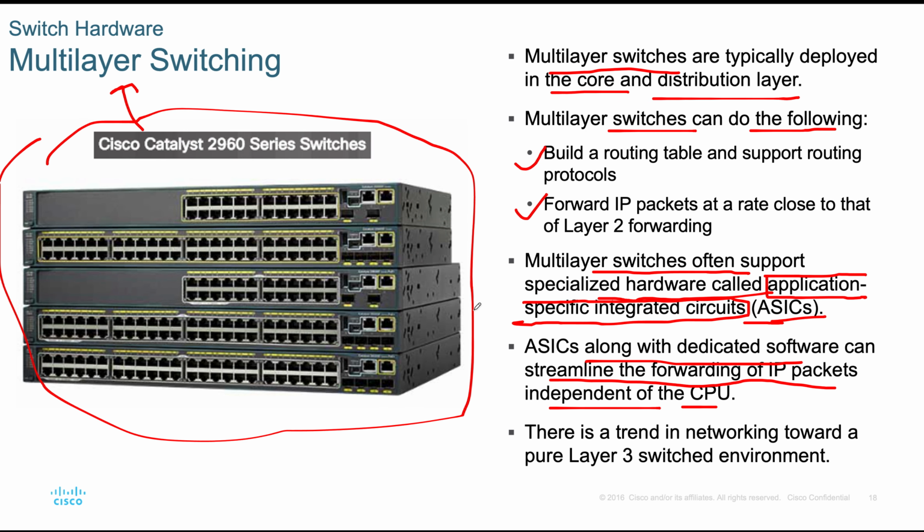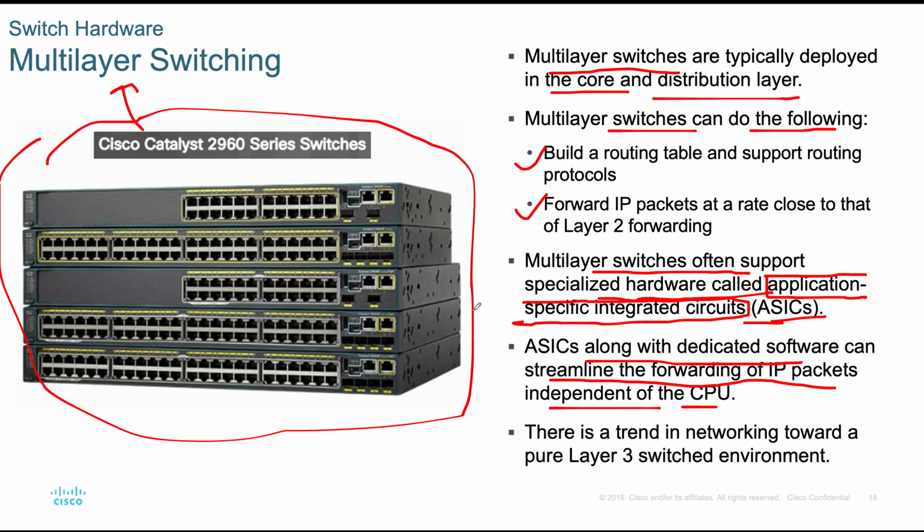Now, multilayer switching. Multilayer switches are typically deployed at the core and distribution layers. Multilayer switches can build a routing table, support routing protocols, and forward IP packets at a rate close to that of layer 2. Layer 3 devices are routers, so this multilayer switch can do tasks similar to those of a router. They can forward packets at a very fast rate.